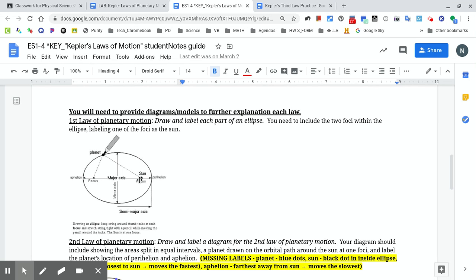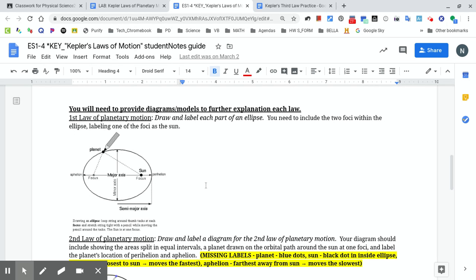So the two focal points, the sun is one of those. You got the elliptical path, and on the elliptical path is a planet. Okay, it's really just planet, sun, your other focal point, and then the path there. You do not need aphelion, perihelion, that's going to come up in the next one. And you do not need the minor and major axes, but you can if you want to. So really just planet, sun, two focal points, and then your ellipse. That's all you need to represent an ellipse, okay?